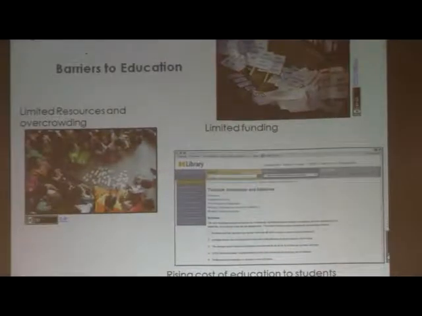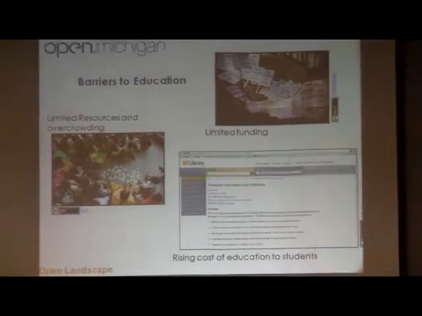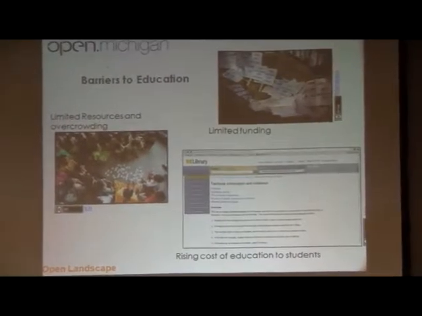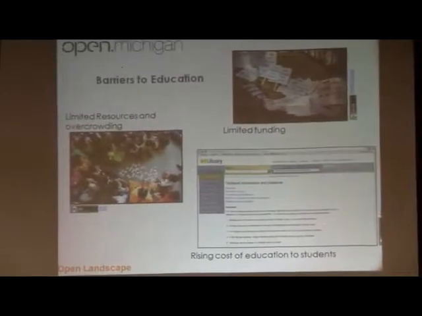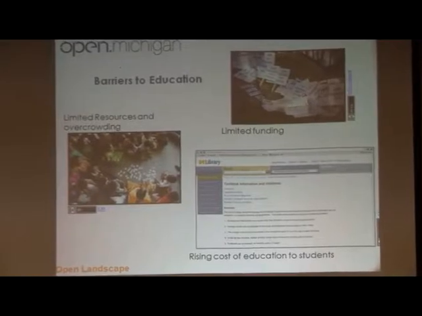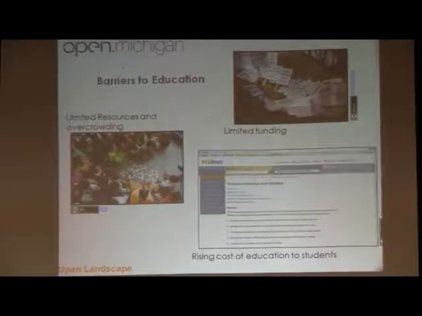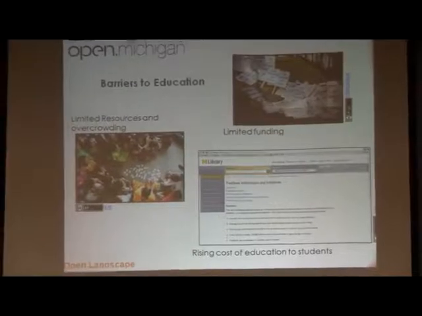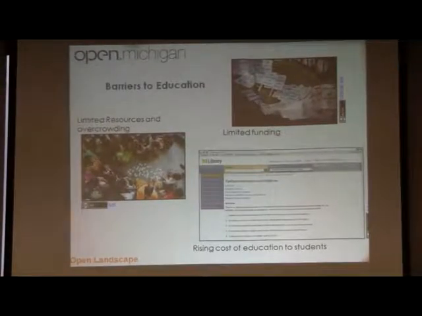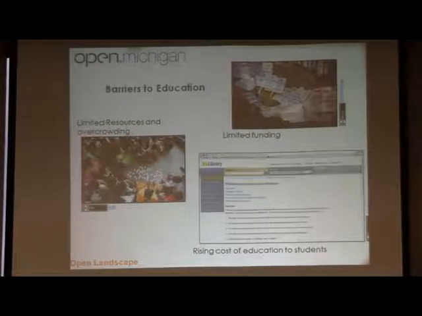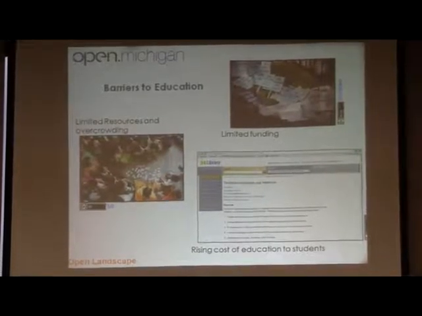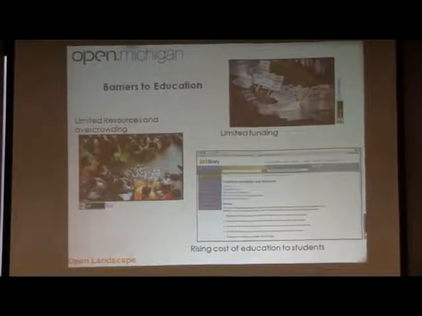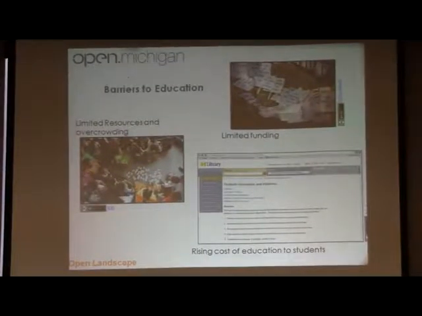So we know that we have these barriers to education, and we see these in a lot of different contexts and to several different types of degrees. But some of the things that we've realized is that having openly licensed adaptable resources available to the world, the global learning community, addresses these issues of limited resources and overcrowding. So, for example, we partner with a couple of different institutions in Africa, and they have a very skewed teacher to student ratio.